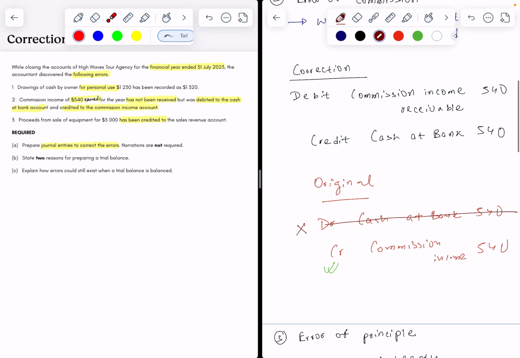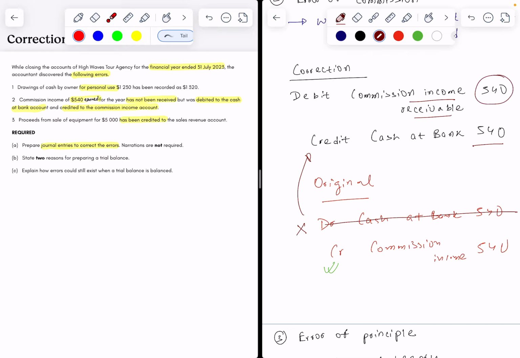So how do we correct this? To correct this, we have to first reduce the cash at bank account by $540 to reflect the reduction. And simultaneously, we will increase by debiting a current asset account, which is the commission income receivable account, by $540.